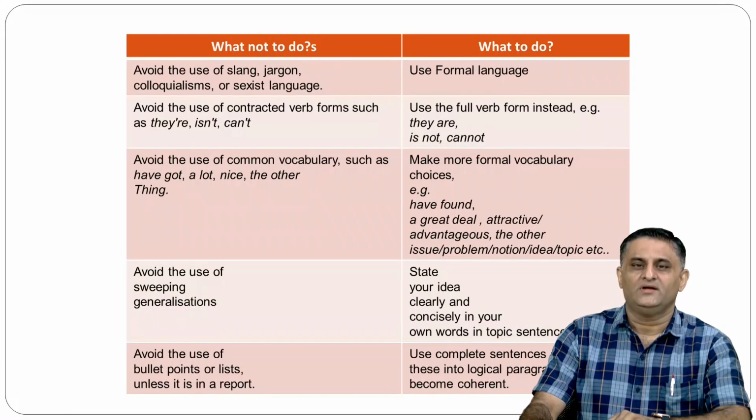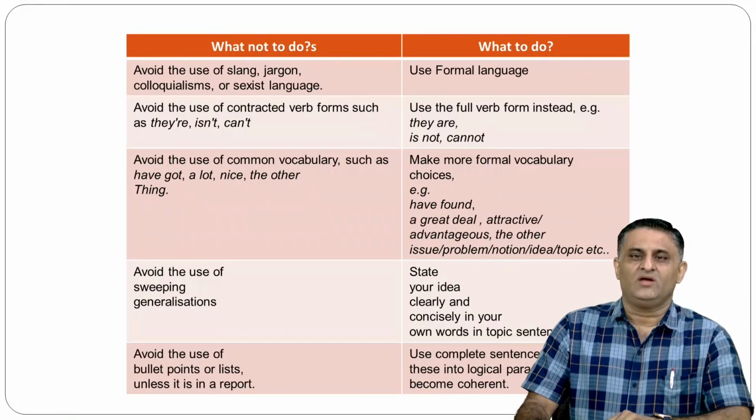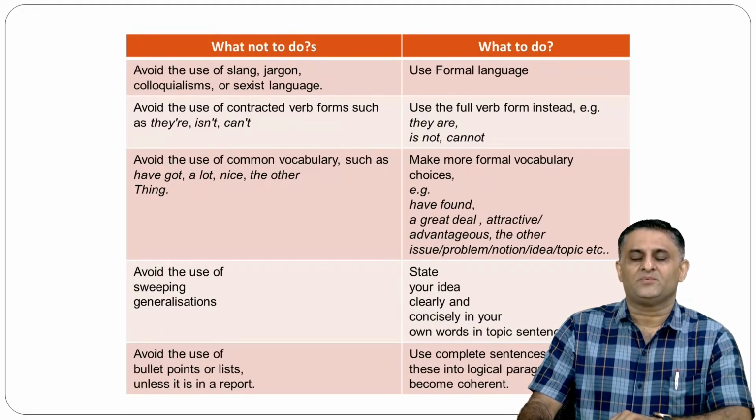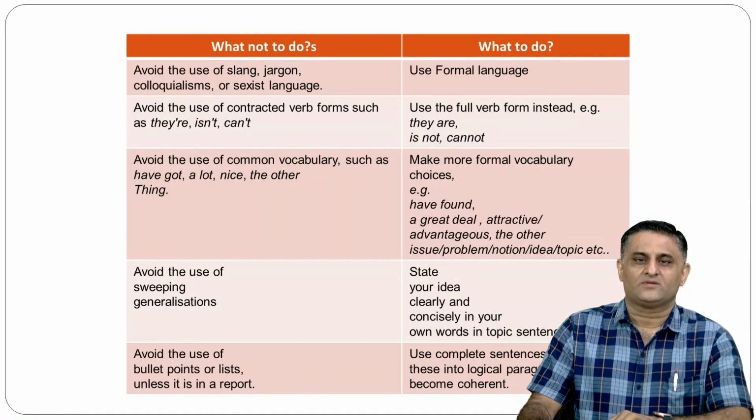As for example, have found, a great deal, advantageous. Next parameter is generalizations. The image advises against making sweeping generalizations and emphasizes the importance of stating ideas clearly and concisely, especially in topic sentences. This helps to maintain focus and accuracy in academic writing.